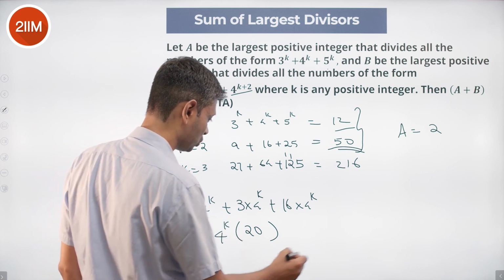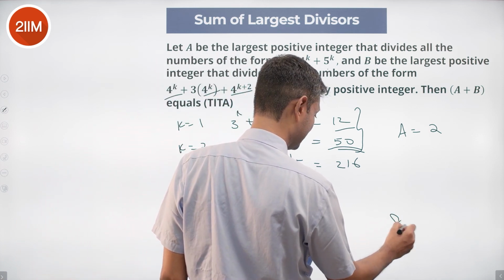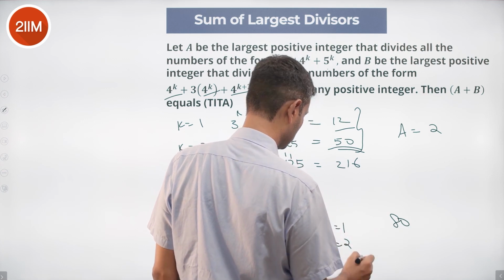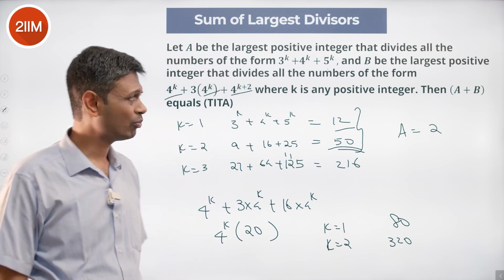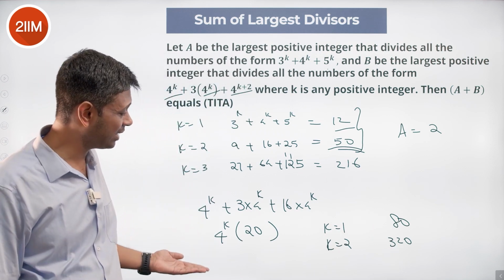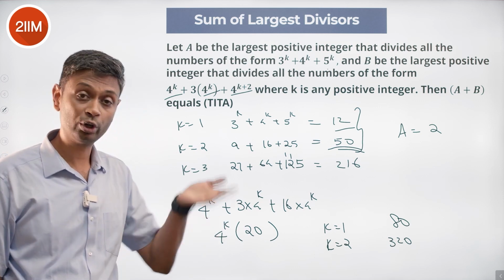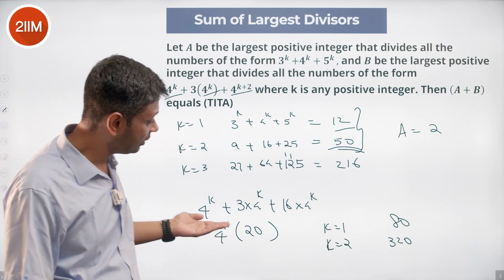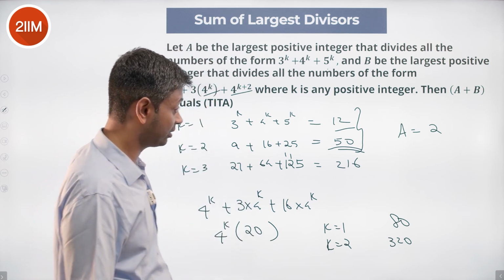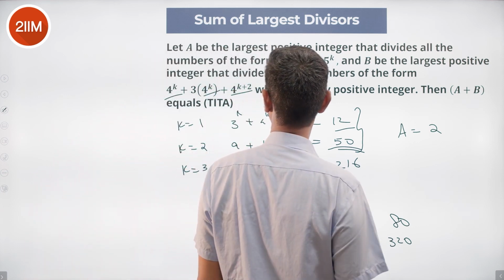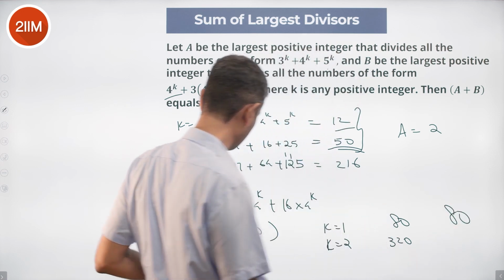So if we put k as 1, this number is 80. K is 2, this is 320. K is 3, it will be 320 into 4. K is 4, it will be 320 into 4 into 4. So always it's a multiple of 80, the largest positive integer that divides this for any k is 80. This number is always a multiple of 80.